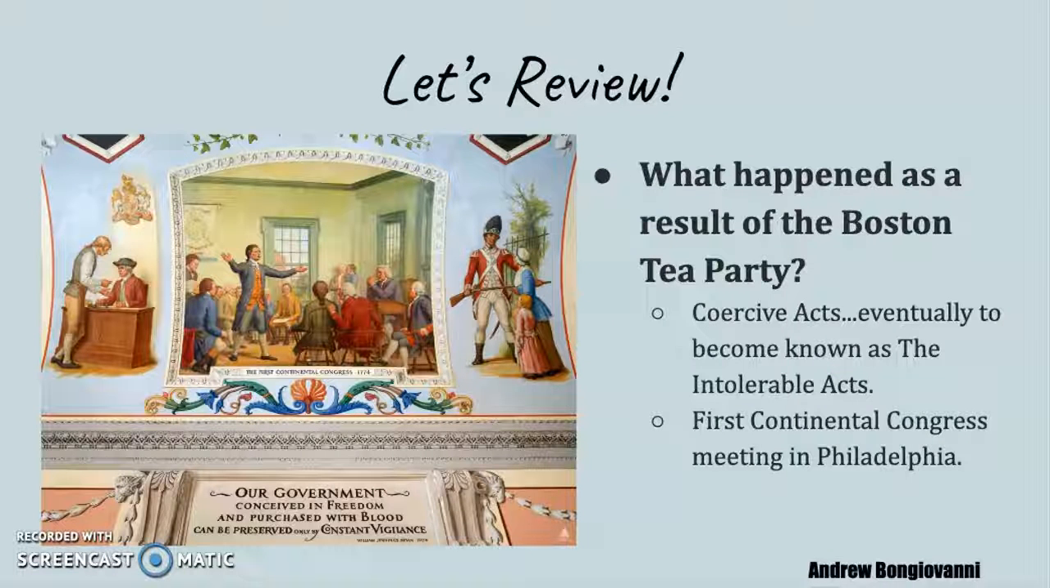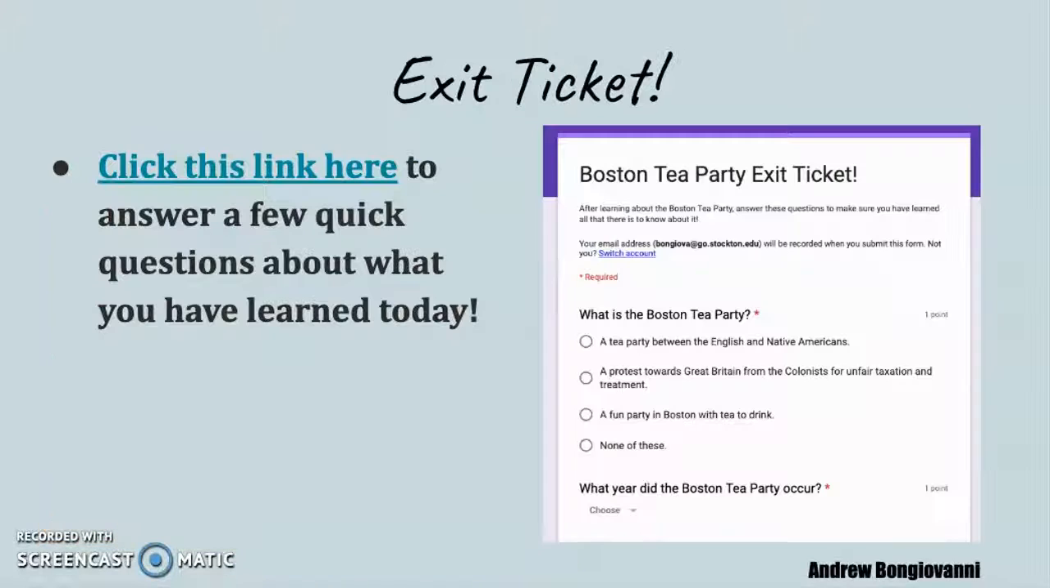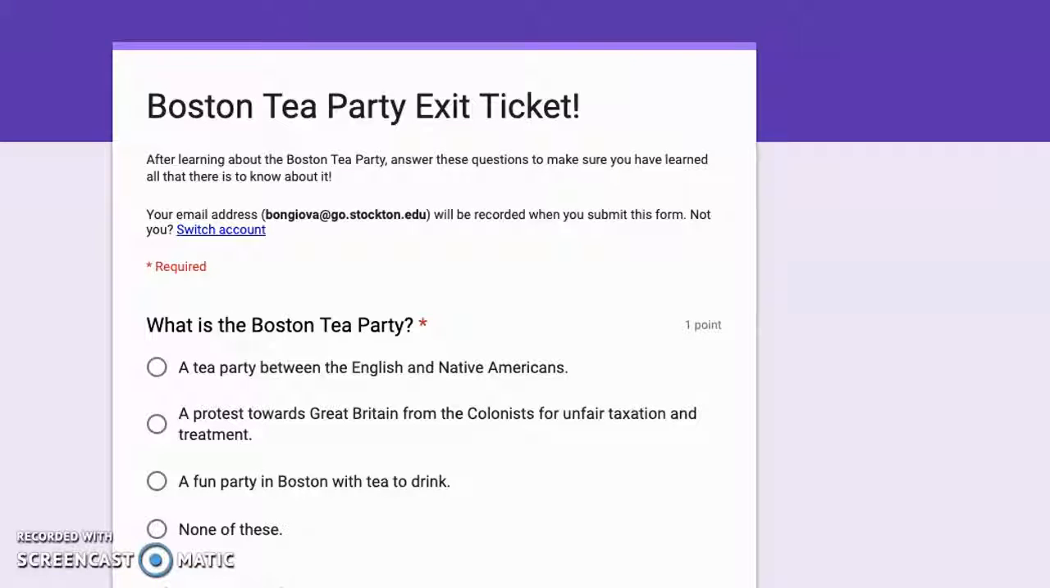As a result of the Boston Tea Party, King George was obviously angry, and he decided to impose the Coercive Acts, which later became known as the Intolerable Acts. These were several laws that were designed to punish the colonists and make them see that it would be King George's way or the highway. But the colonists weren't having it, and they decided to meet in Philadelphia in 1774, which was known as the First Continental Congress. Alright, let's see if you can remember everything we just learned by completing this quick exit ticket. Be sure to take your time and really think about the events and the orders that they happened.